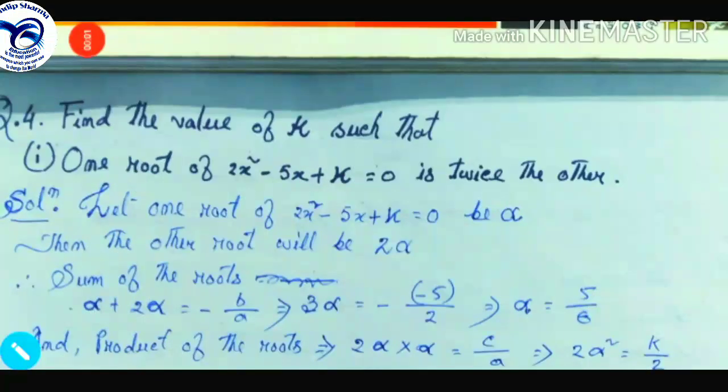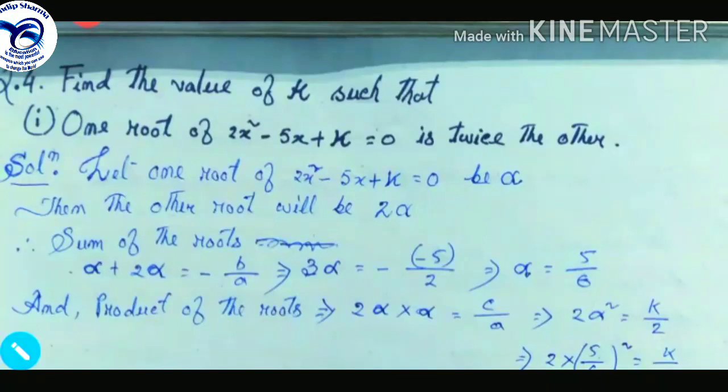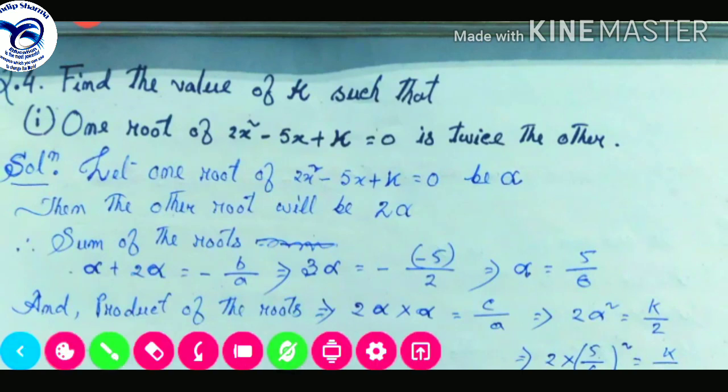Question number 4. Find the value of k. We need to find the value of k such that one root of 2x square minus 5x plus k is equal to 0 is twice the other. That means if one root is, suppose, 3, then the other root will be double of this one, that means it will be 6. So like this, we need to find the value of k. So considering one root is alpha, the other root will be what?